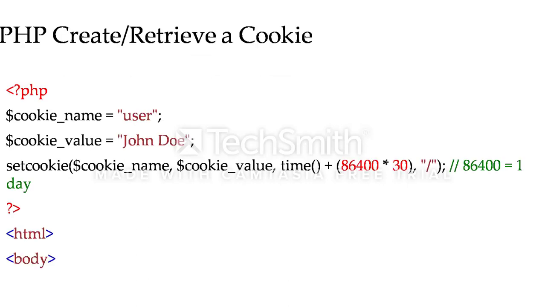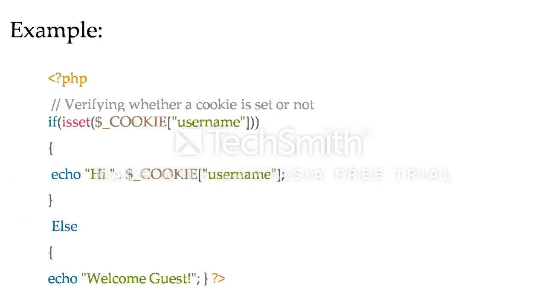Now, let's see how to use cookies in PHP. For creating a cookie, you first have to call setcookie and give the parameters: the name of the cookie, the value of the cookie, and the expiry of the cookie. In this example, user is the name of the cookie, John Doe is the value of the cookie, and the expiry is given for 30 days. For the path, I will just give /, and then the cookie will be created.